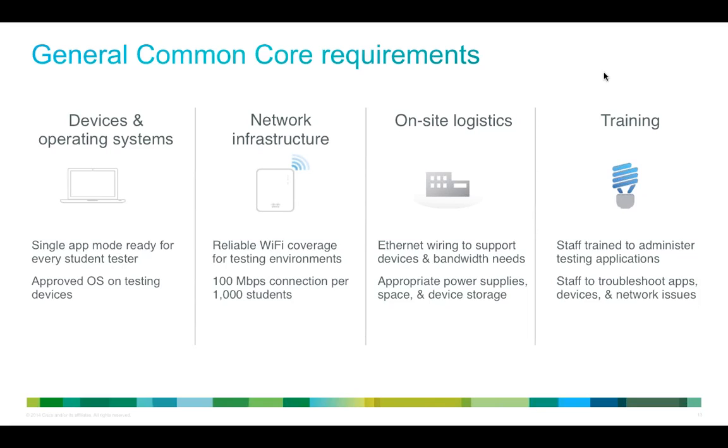The infrastructure has to be there to support the connectivity of those devices. So definitely that means reliable Wi-Fi coverage for the testing environments, and some capacity needs in terms of bandwidth, based on the number of students that we need to enable and connect. On-site logistics, of course, are affected by this, because if we have Wi-Fi infrastructure that needs to be reliable, we need to have the Ethernet networking and wiring to support that in terms of the power supplies, the space, the cabling, the device storage, the bandwidth, the capacity, the port availability, and so on.